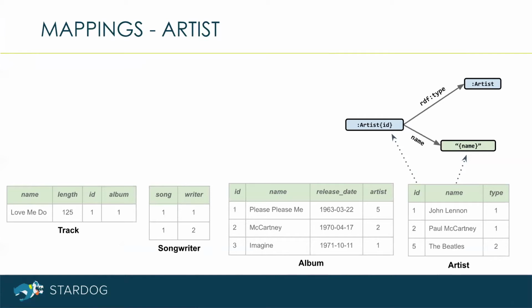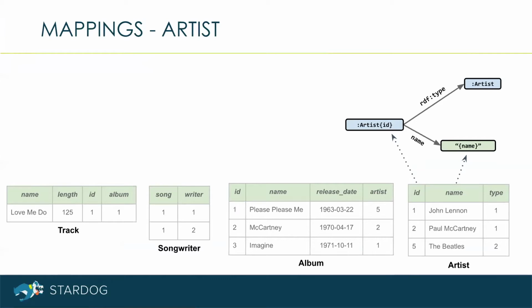So you can see we take John Lennon, we take his ID 1, and we craft an IRI in our data that's just artist 1. We're using that ID column, taking the value of that row and making the URI based off of that. So we know that artist 1 is the type of artist, and we know the name, because of the name column, is John Lennon. So we just put that in our mapping.